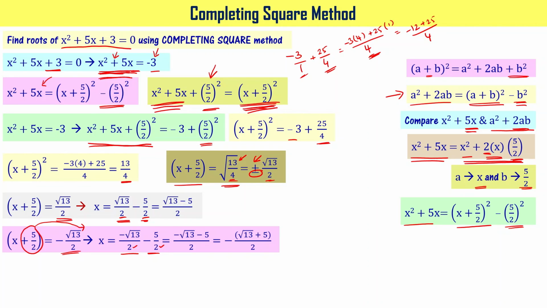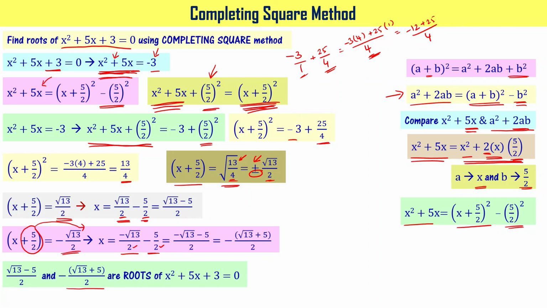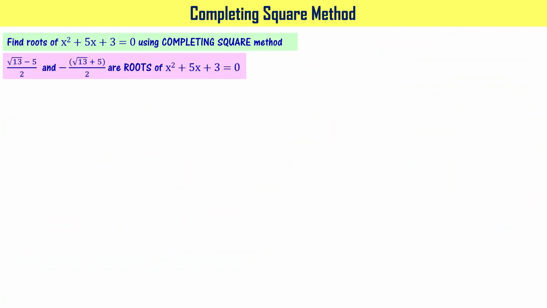It means the roots of this particular equation are (square root of 13 minus 5)/2 and minus (square root of 13 plus 5)/2. Got it? Let us note these roots.